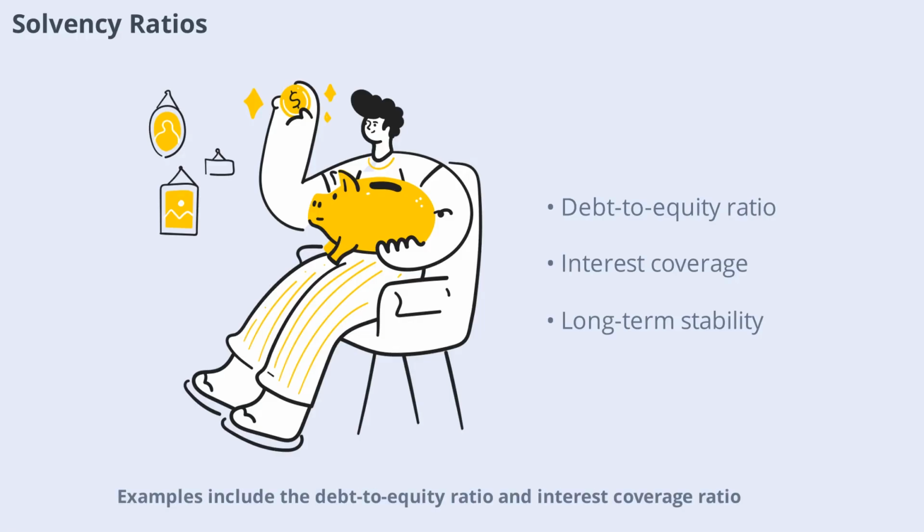Solvency ratios assess a company's long-term financial stability and ability to meet debt obligations. Examples include the debt-to-equity ratio and interest coverage ratio. These ratios help investors and creditors evaluate risk and sustainability. High solvency ratios may indicate excessive leverage, while low ratios suggest conservative financing. Solvency analysis is essential for understanding the company's capital structure and potential for growth or distress.